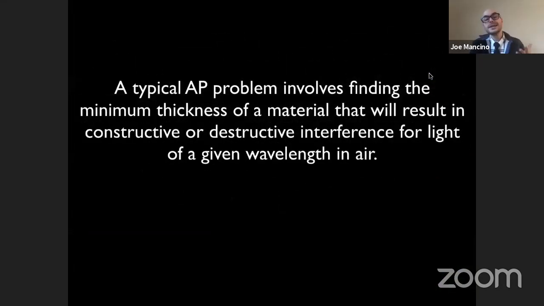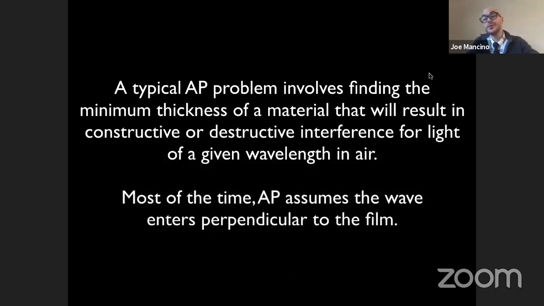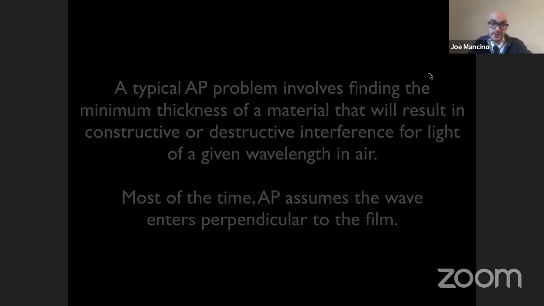So a typical AP problem involves finding the minimum thickness of a material that will result in either constructive or destructive interference for light of a given wavelength in air. Most of the time, the College Board would assume that the wave enters perpendicular to the film, so you don't have to worry about any weird trigonometry.